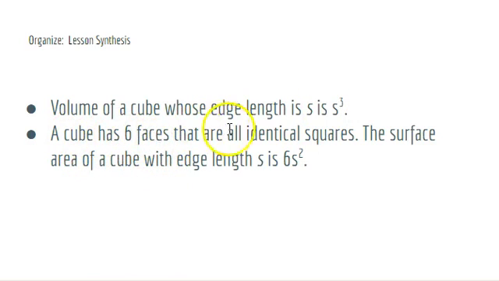A cube has 6 faces that are all identical. So if we're going to find the overall surface area of a cube, since the edge side is still s in this situation, it'd be s squared, right? Because s times s. And then we'd have to multiply it by 6 because we have 6 copies. So 6s squared would be a way that we could represent the square units for the surface area of a cube.